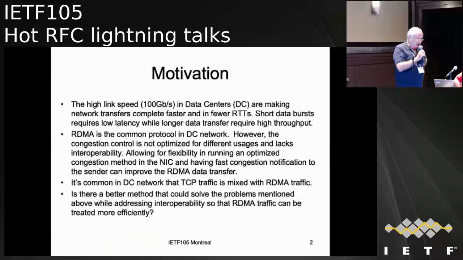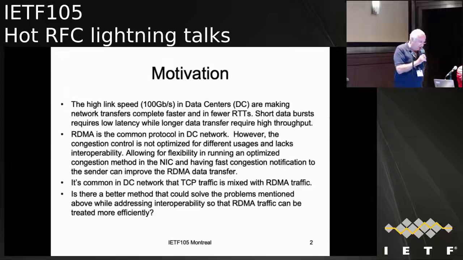So, the motivation for this work is for data centers, where high link speeds are making network transfers complete faster, in fewer RTTs. Short data bursts require low latency, while longer data transfers require high throughput. So these are two requirements there. RDMA is the common protocol in data center networks. However, the congestion control is not optimized for different usage and lacks interoperability.